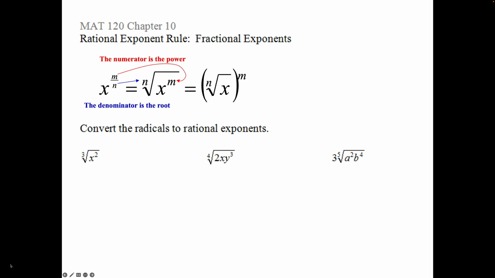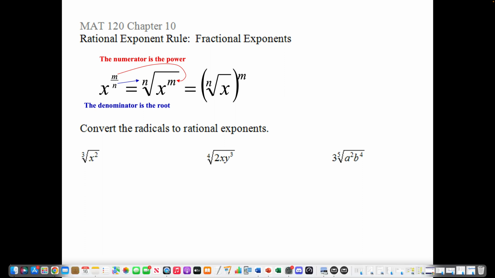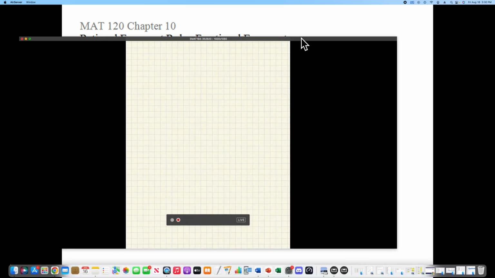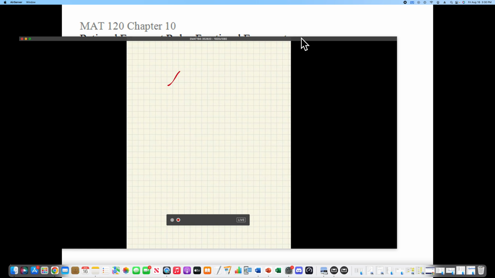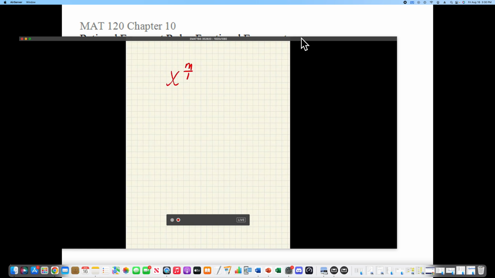Okay? Now, one thing I want to talk to you about when you are taking your test and you're going to be writing these powers. Please do not do this. Oh, it's x to the m over n power. I don't know about you, that does not look like a power to me. That looks like something like 2 to the 3/5. That's a mixed fraction.